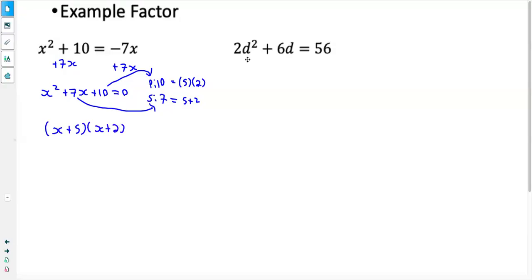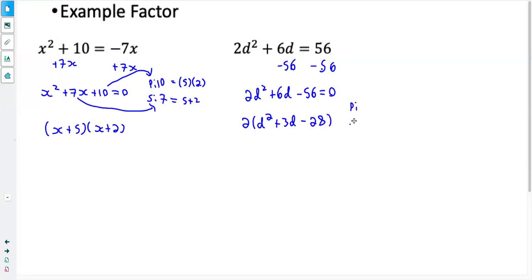Next example, we've got 2d squared plus 6d equals 56. So first thing I would do is subtract 56 from both sides. That gives us 2d squared plus 6d minus 56 equals 0. We'll divide everything there by 2 and move the 2 to the front. So that's 2 times d squared plus 3d minus 28.